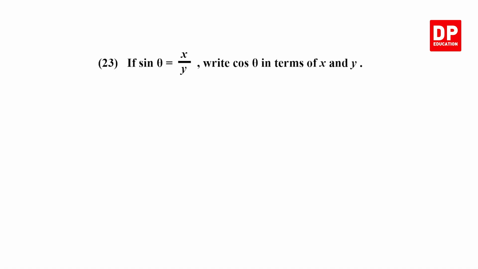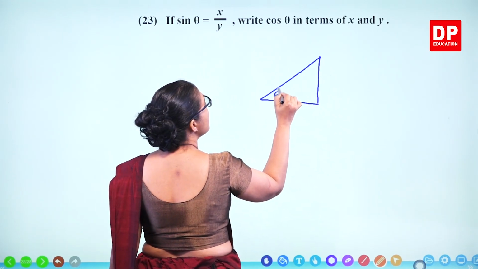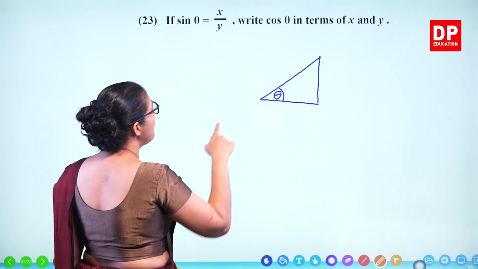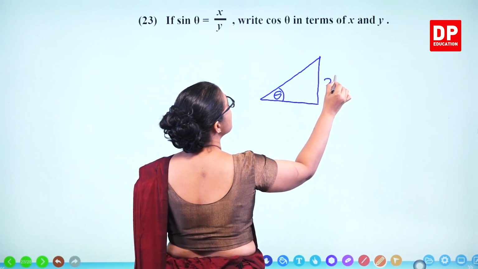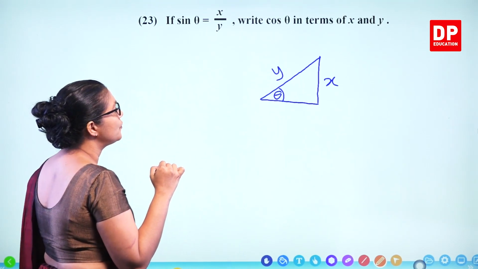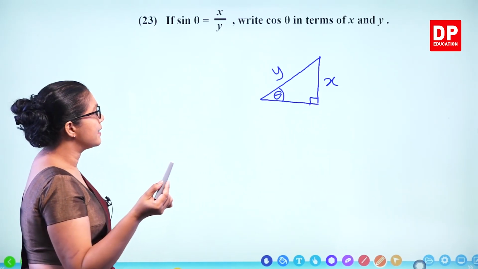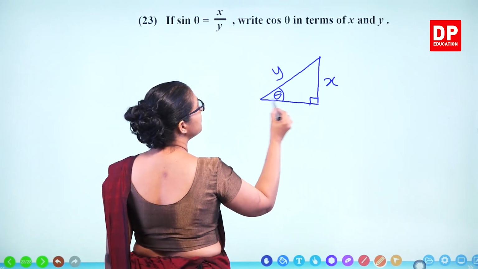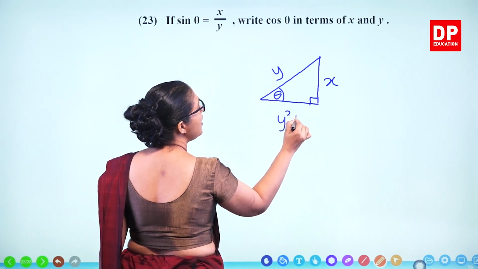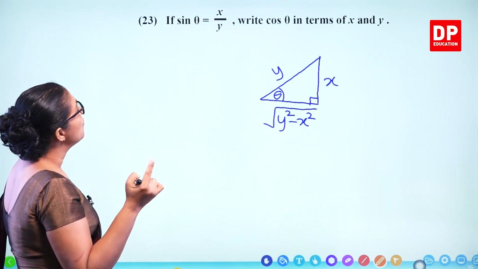Question number 23. If sine theta is x over y, write cos theta in terms of x and y. So this is like before, we did a similar question to that. If this is sine theta, the opposite is x and y is the hypotenuse. So you can find out the other length using Pythagoras theorem. So what's this length? Y squared minus x squared and take the square root. So we have that length.